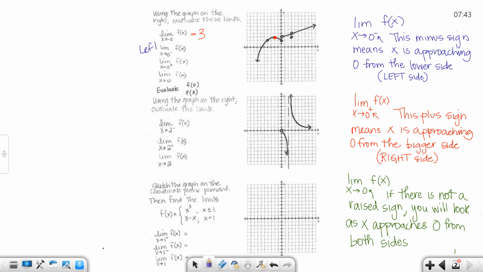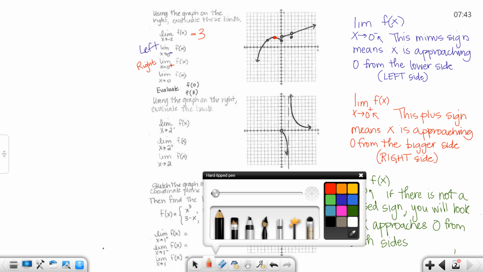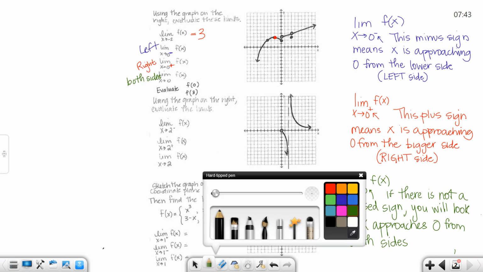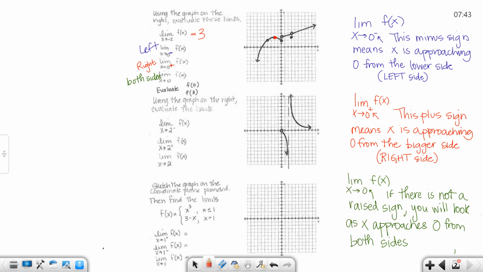Okay, so from the left, it's got a little minus right here. We're going to be looking at 0 from the left. The next one has a little plus here, so that's going to be looking at 0 from the right side. And the last one doesn't have a sign lifted up high, so that means we'll be looking at both sides. Now you'll see the reason that this graph is different at 0 is because the graph doesn't meet at 0. Two different things happen at 0, and that's what makes it so funny.